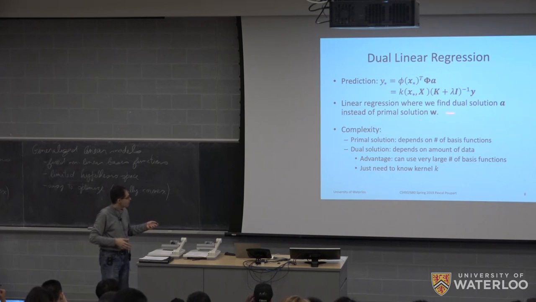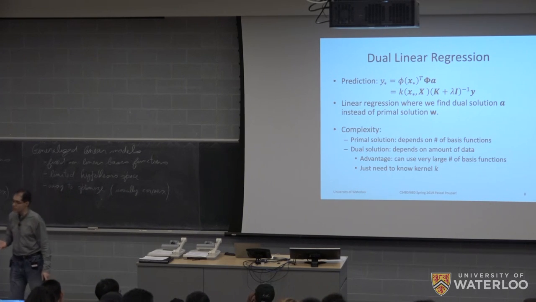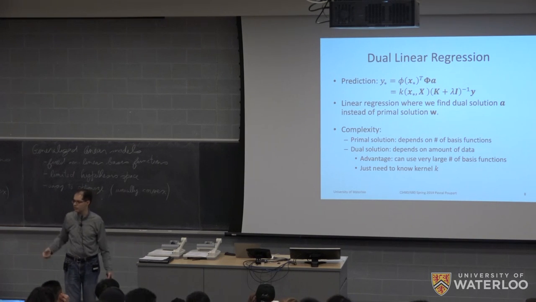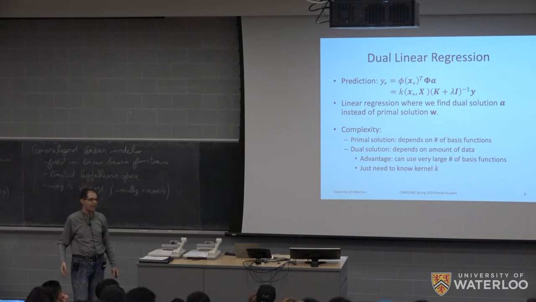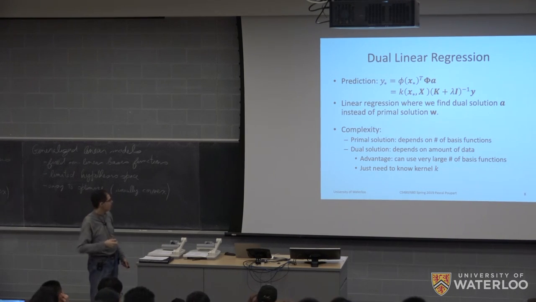But once I work in the dual space and I work with A instead of W, then we can show that the complexity depends on the amount of data and not the dimensionality of the space. So this is very interesting because now it means we can go to very high dimensional space, in fact, infinite dimensional space, and we won't have to pay any price because the computation will just depend on the amount of data.